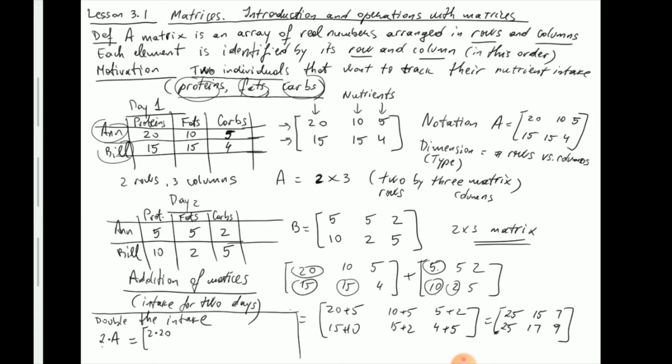2 times 20, 2 times 10, 2 times 5, 2 times 15, again 2 times 15, and 2 times 4. And that'll give me 40, 20, 10, 30, 30, and 8. So I hope this motivation is good enough for you to understand that all of these operations have a reason to be defined that way.